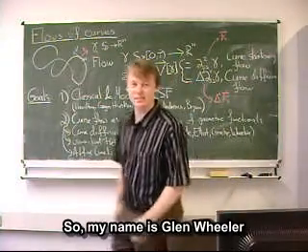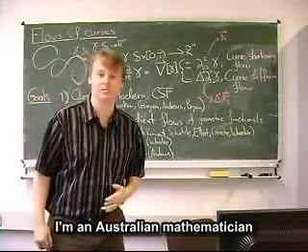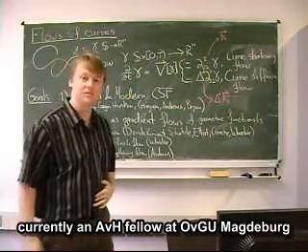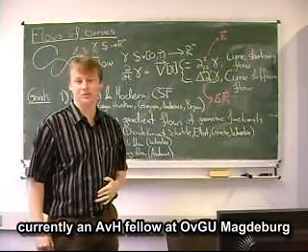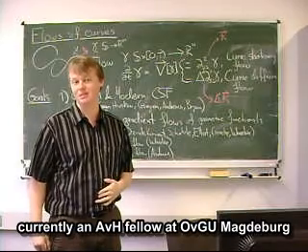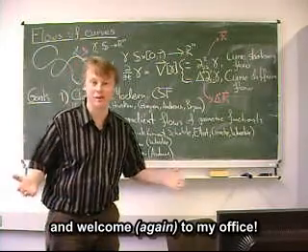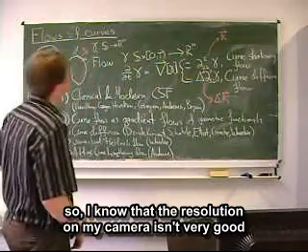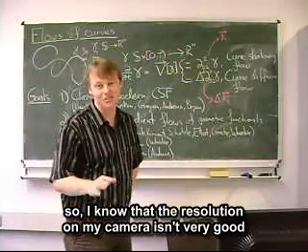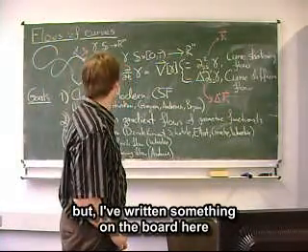So, my name is Glenn Wheeler. I'm an Australian mathematician, currently an Alexander von Humboldt Research Fellow at the Otto von Guericke Universität in Magdeburg, and welcome to my office.